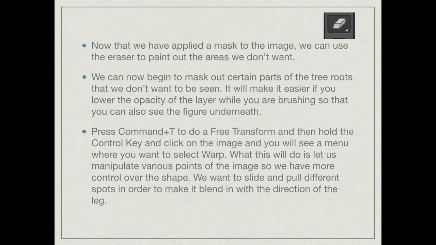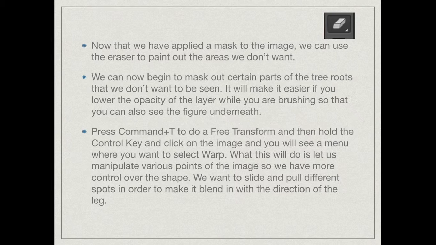Now that we have applied a mask to the image, we can use the eraser to paint out the areas we don't want. We can now begin to mask out certain parts of the tree roots that you don't want to be seen, and it'll make it easier for you if you lower the opacity of the layer while you are brushing so that you can see the figure underneath, just so that you don't erase things that you'll need later.